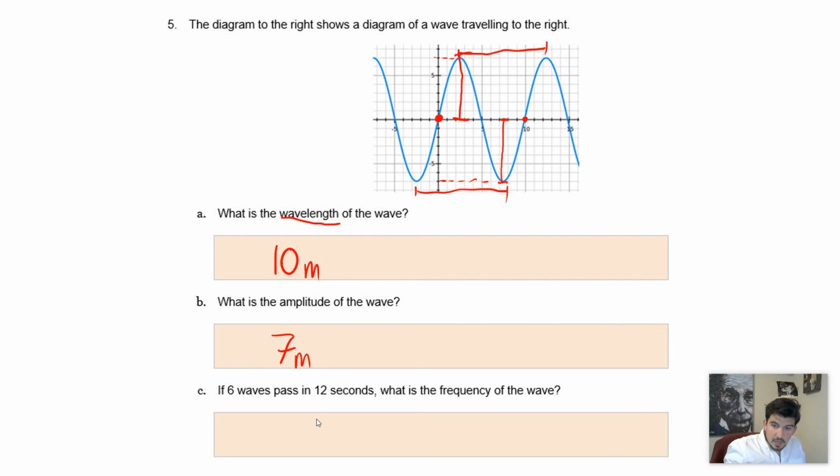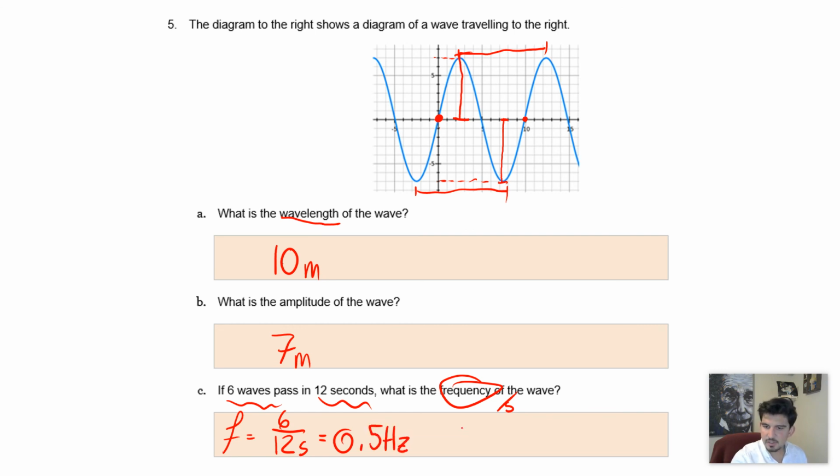And without a stopwatch, you can't know the frequency or the period. And so you'll get a question like, if 6 waves pass in 12 seconds, what's the frequency? And what you need to remember is frequency means that seconds is in the bottom of the fraction. So that means to calculate my frequency, I'm going to put 6 waves over 12 seconds, which is 0.5 hertz.